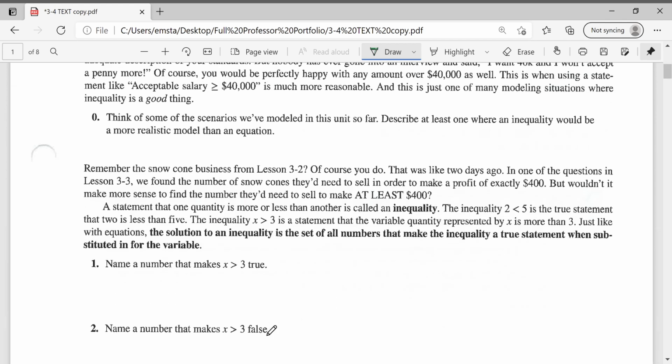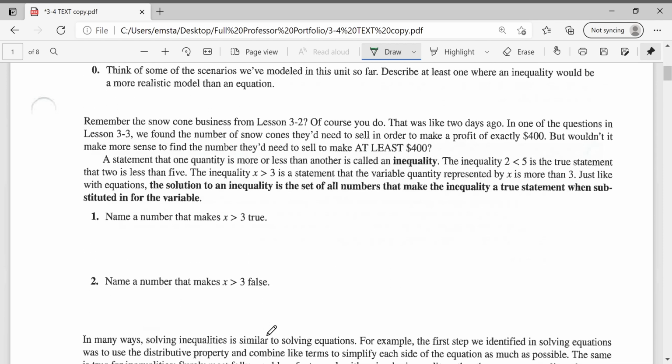Scrolling down towards the bottom of the page, they give us the motivation for this lesson. It says, remember the snow cone business from lesson 3.2? That was like 2 days ago. Of course we know it. 2 videos ago. In one of the questions in lesson 3.3, we found the number of snow cones they'd need to sell in order to make a profit of exactly $400. But it might make more sense to say we want to make a profit of at least $400.